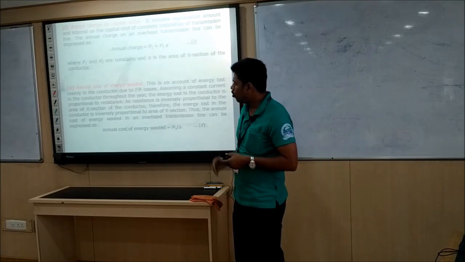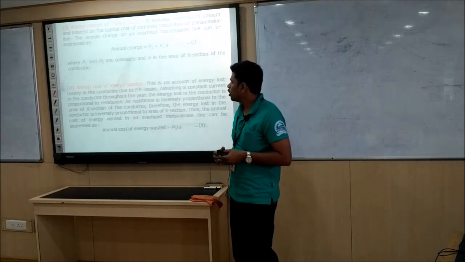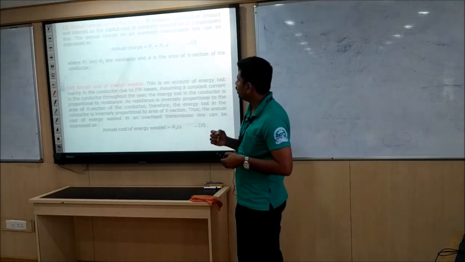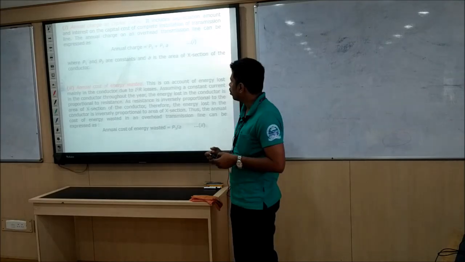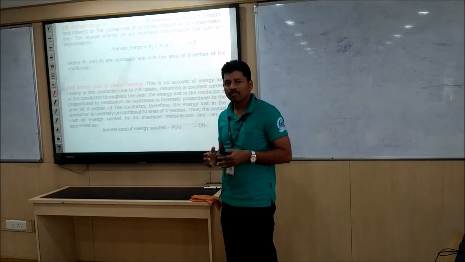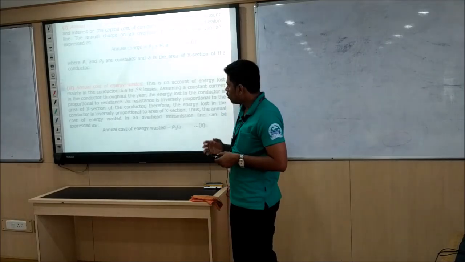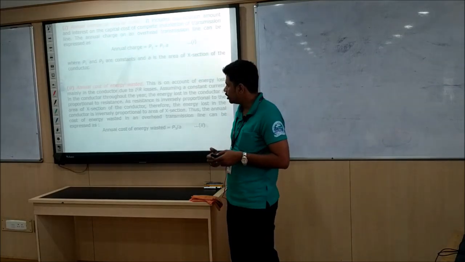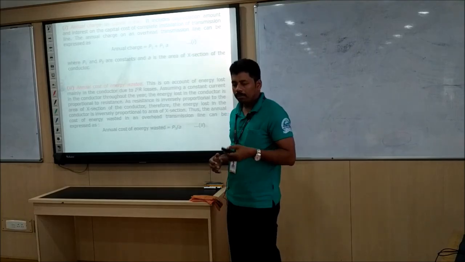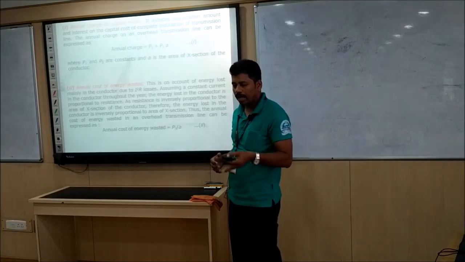So how do we find the annual charge and the annual energy cost? To find the annual charge, there is the expression P1 plus P2A, where P1 and P2 are constants and A is the area of cross section of the conductor. The annual cost of energy wastage is P3 by A, because the area of cross section is inversely proportional to resistance, and the annual cost varies based on the resistance.